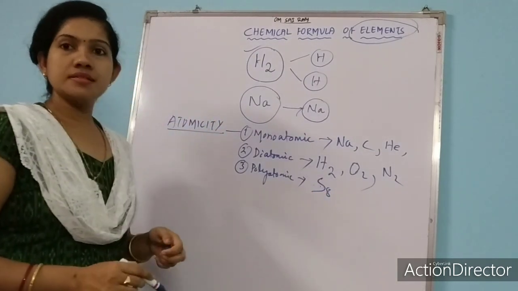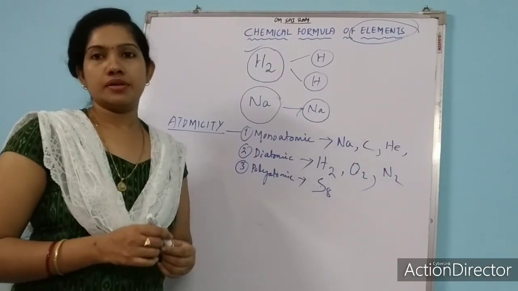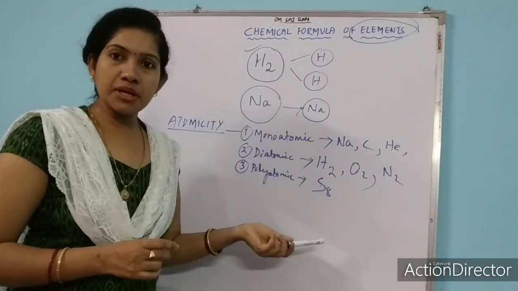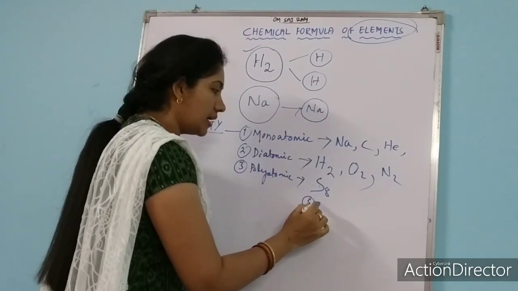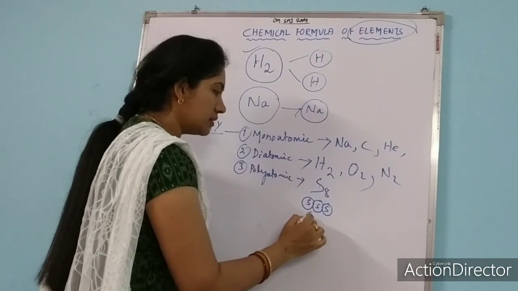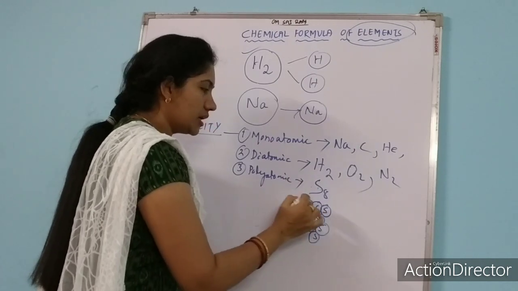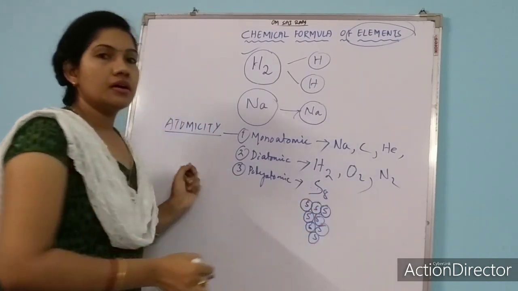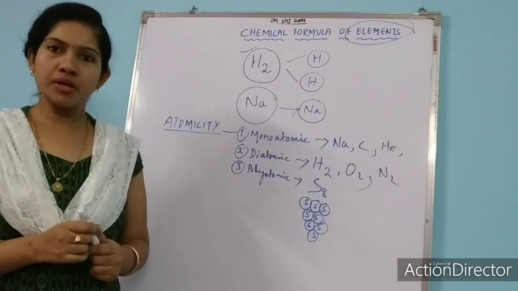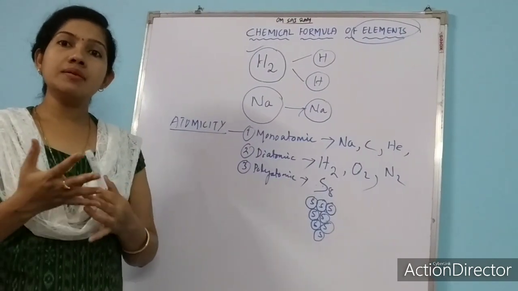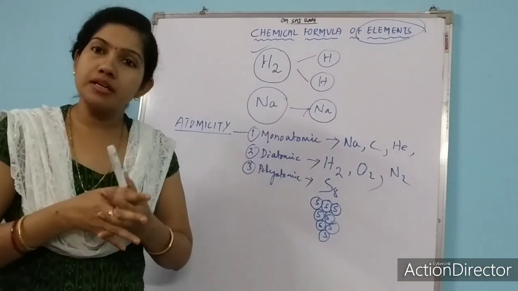I can write here S8. S8 is the formula for sulfur. Sulfur is an element which contains 8 atoms. So when 8 atoms combine, it will form a sulfur molecule or an element of sulfur. So this is polyatomic. There are a number of elements that exist in nature which consist of several atoms.